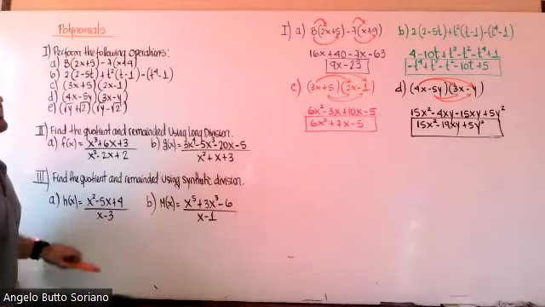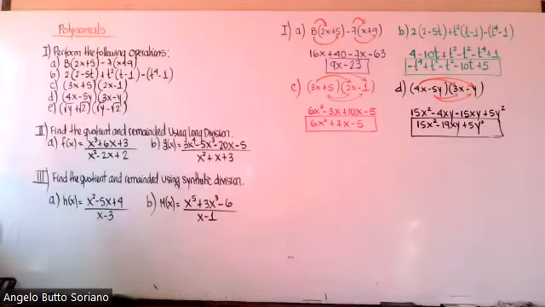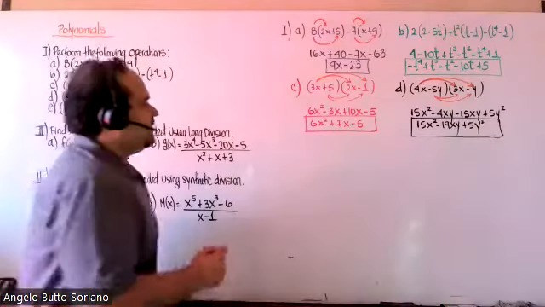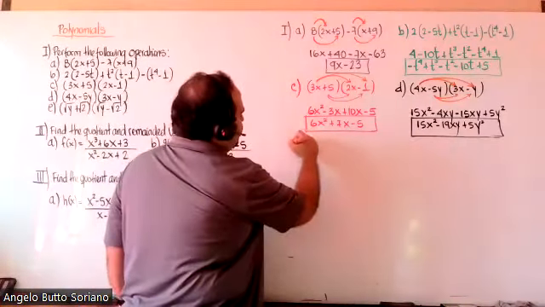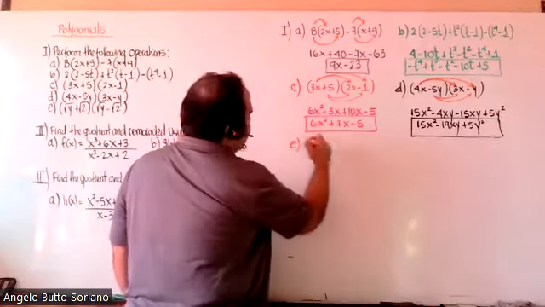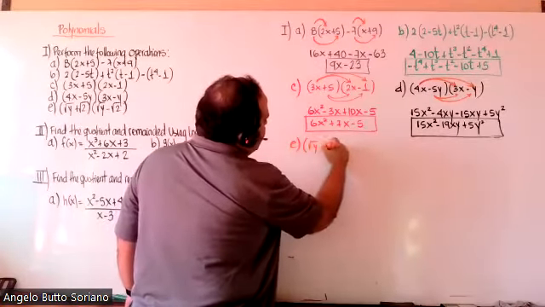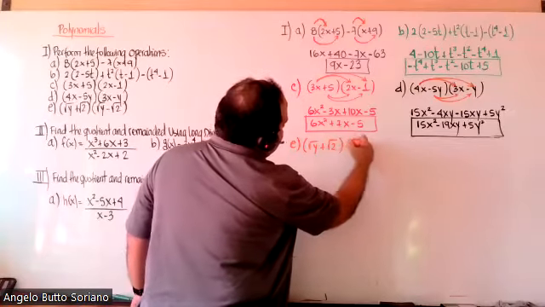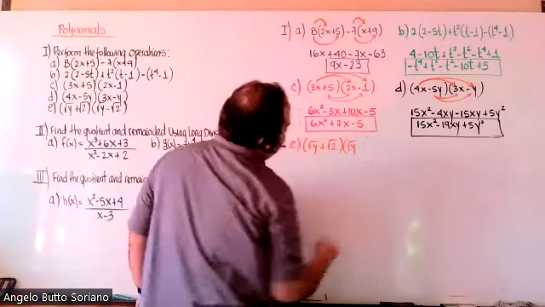And finally, the letter E. Just to conclude the first part on addition, subtraction, and product, we must multiply square root y plus square root 2 multiplied by square root y minus square root 2.